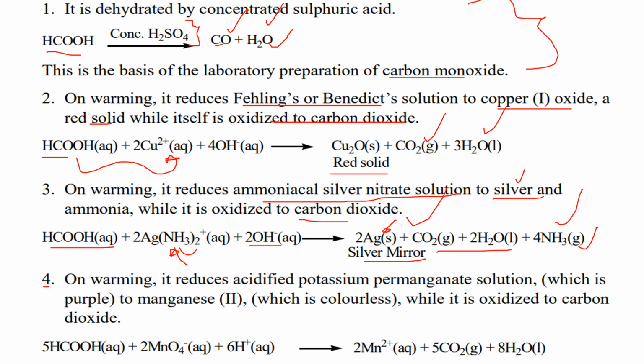Now looking at number 4, we are saying that on warming, it is going to reduce acidified potassium manganate 7 solution to manganese 2 ions, and itself is going to be oxidized still to carbon dioxide and water. Now remember that I told you methanoic acid is an aldehyde, and aldehydes are oxidized by acidified potassium manganate 7 solution. The same thing applies to methanoic acid. Methanoic acid is always oxidized by acidified manganate 7 solution to form carbon dioxide and water, and then the oxidant gets reduced to manganese 2 ions.